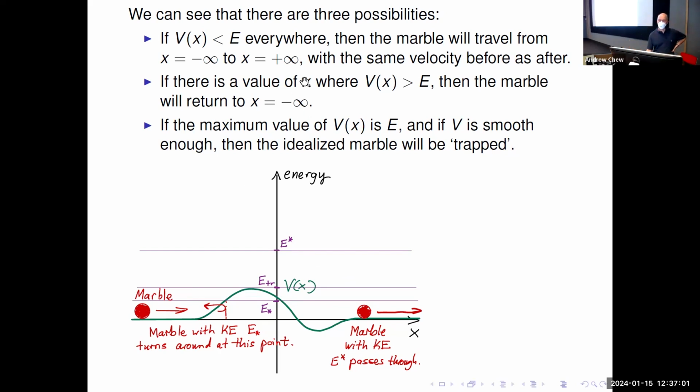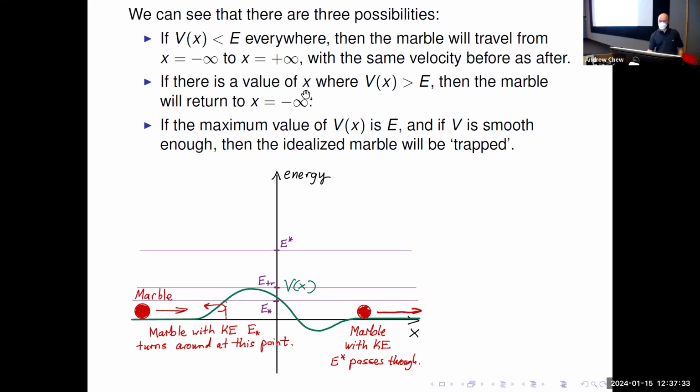However, if there is a value of x where V of x is bigger than E, then the marble will return, starting from minus infinity, it will return to minus infinity. That's illustrated by this. So if the value of E is E lower star here, which is smaller than the maximum value of V, then at some point, the marble will get to a place where V of x is equal to this E lower star. And then the velocity is 0. And what the marble does is it turns around and goes back.